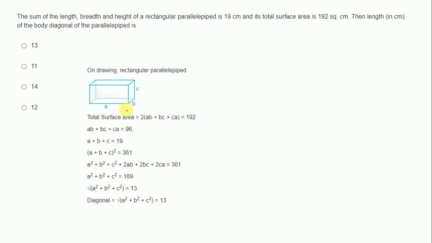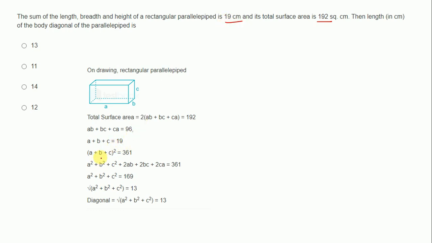So here is the solution to save time. A rectangular parallelepiped can be in this form. So the total surface area is given to us, and the formula for the total surface area of a rectangular cuboid is 2 into ab plus bc plus ca, and it is given to us equal to 192 square centimeter. Now from here, ab plus bc plus ca will be equal to 96, and a plus b plus c is also given to us equal to 19 centimeter.